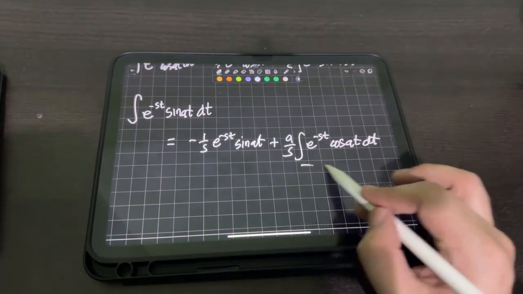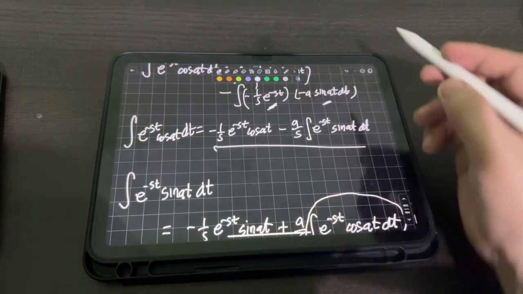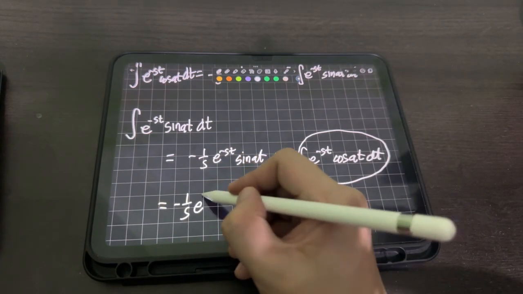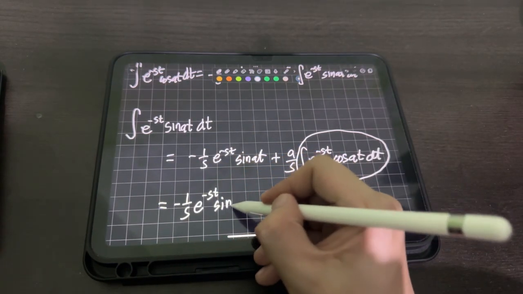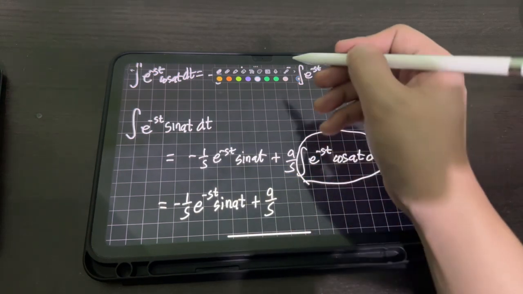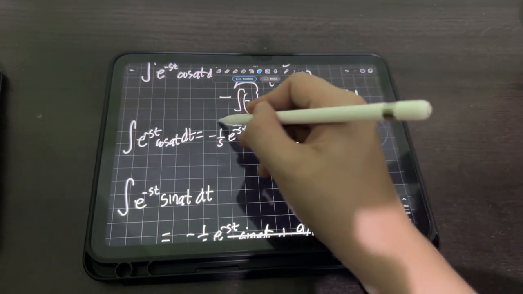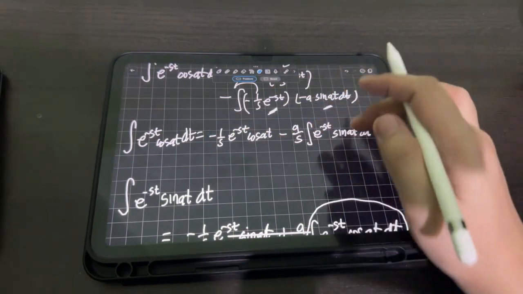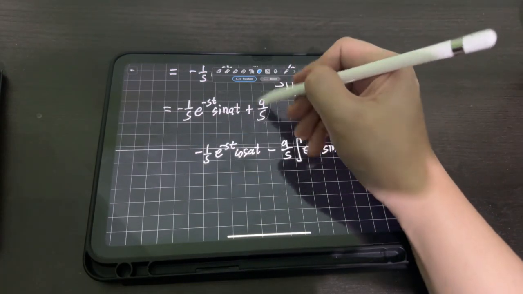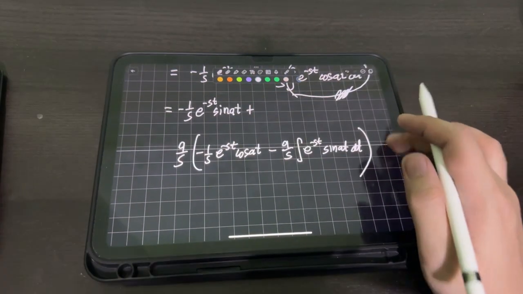So we already got the value of this integral, which is this one. We can substitute. So it is equal to negative 1 over s e to the negative st sine at plus a over s times the value of this integral, which is this one. Okay, let's just copy. Okay, we multiply by 1 over a over s.